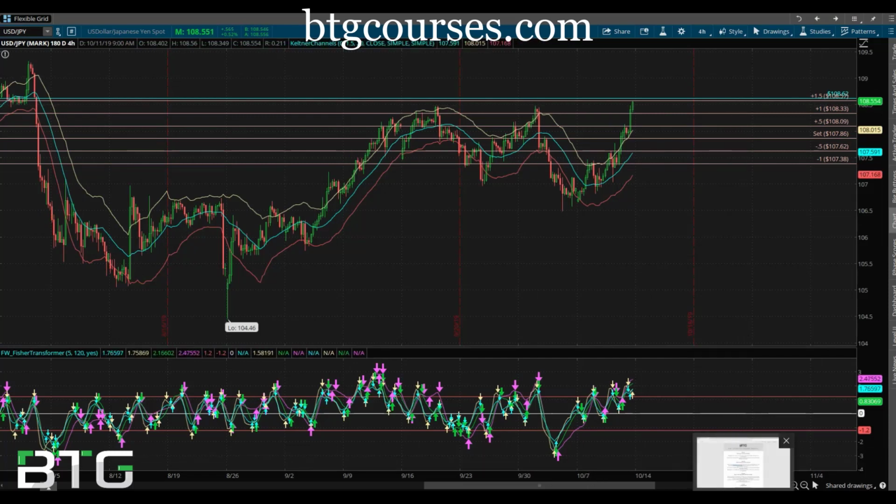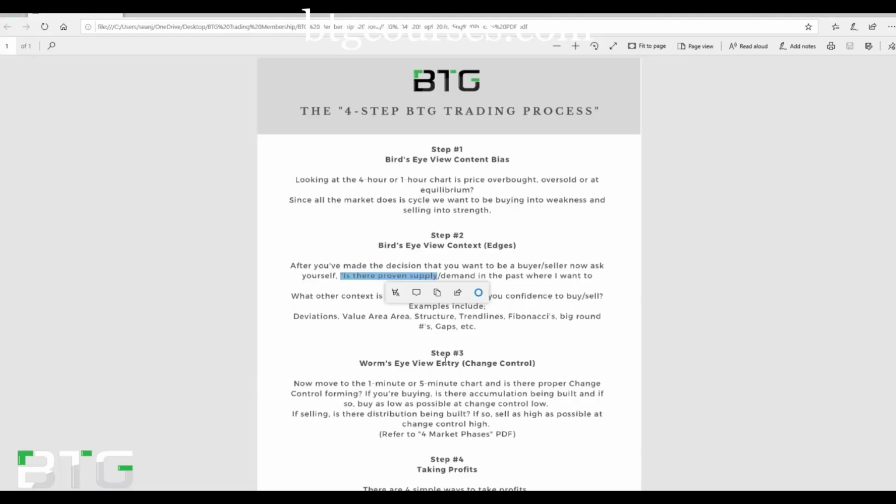And here's why having BTG charts is so important. It says, what other context is in your favor, giving you confidence that you want to sell? Examples include deviations, value area, structure, trend lines, fibs, big round numbers, gaps, right? Your entire job as a trader, literally speaking, is that anytime you buy or sell the market, you've got a 50-50 shot that price is going to go your way. Well, your job is to find edges in the market that you feel are going to give you a greater than 50-50. You're trying to find anything that you can.